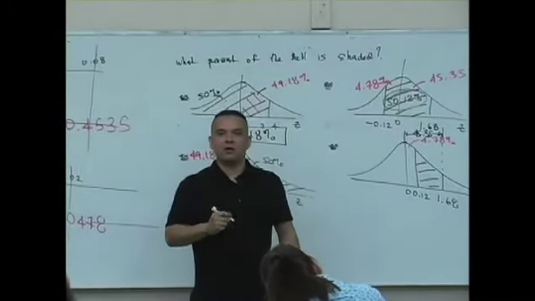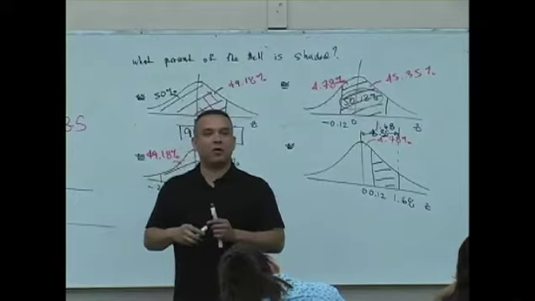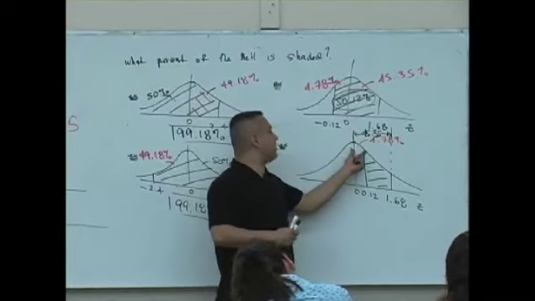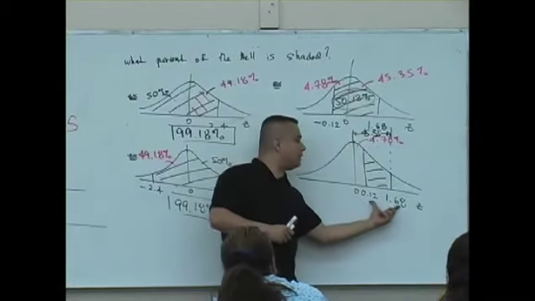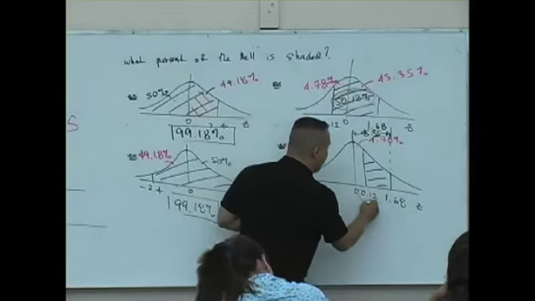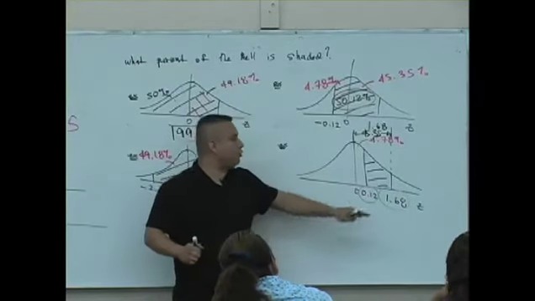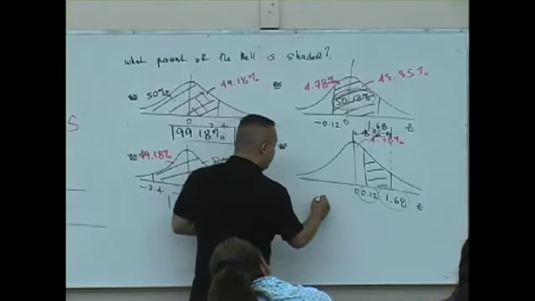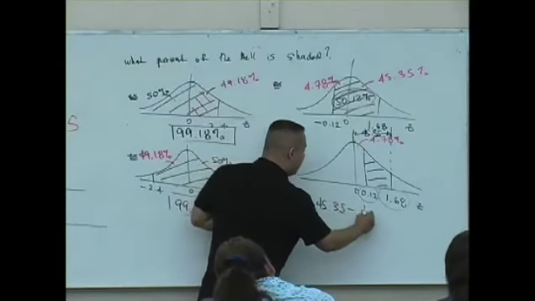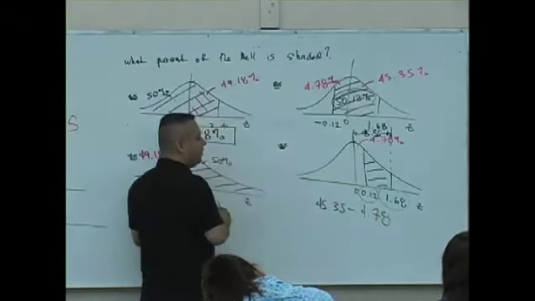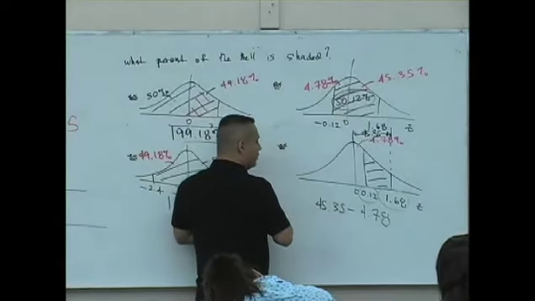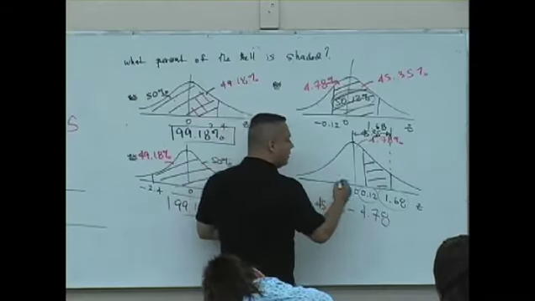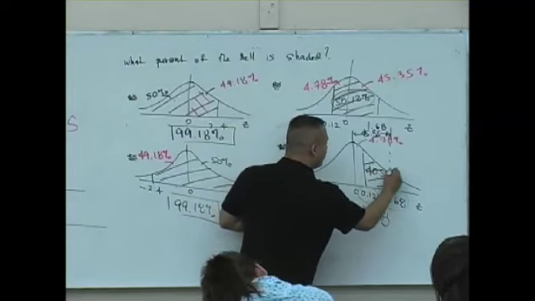So the only thing that was new in this process is that you are now determining this value and this value based on the z values here. How do you determine that? You use your z table. So how did we deduce the answer earlier? 45.35 minus 4.78. What did that give you? Is that 39? No, that's 40.57% of the bell is shaded.